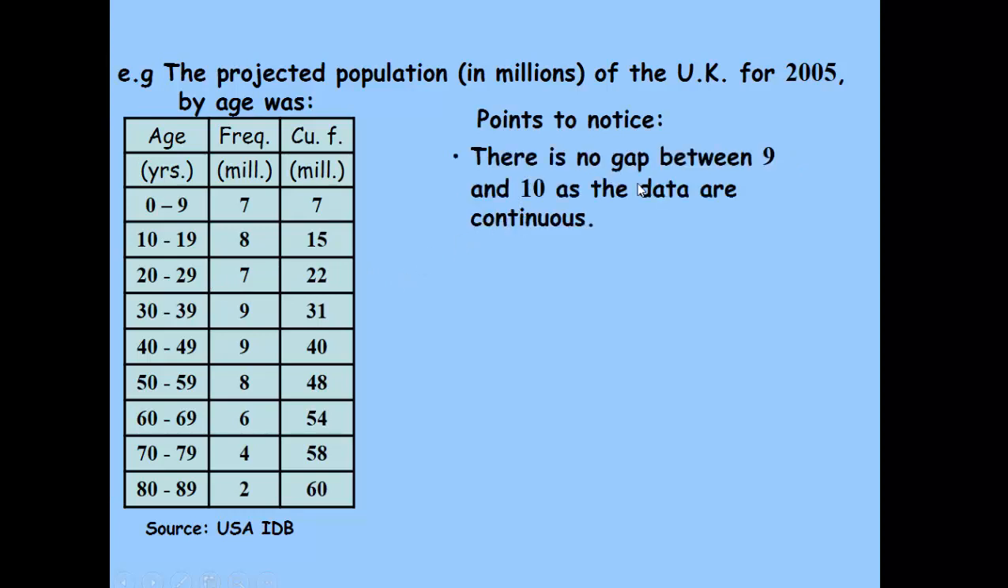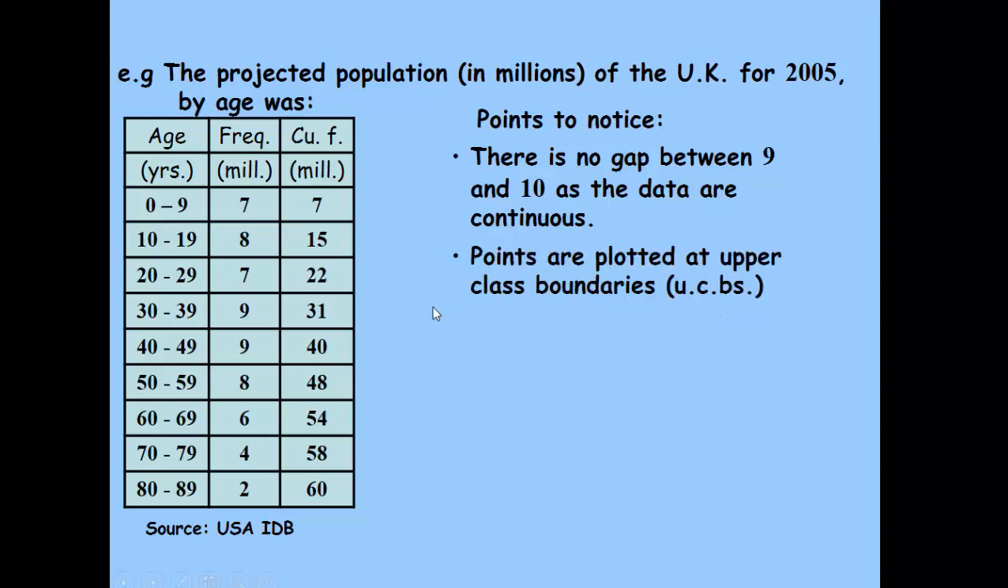Some important points. As we've explained, there isn't really a gap between 9 and 10. It looks like there is, but clearly, as I said before, anyone that's 9 years old and right up to their 10th birthday, it's continuous data, so we don't need anything between there.